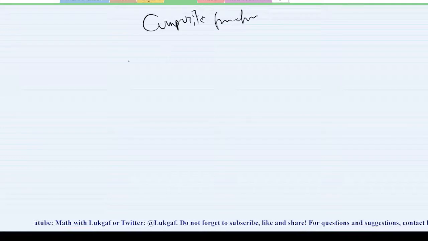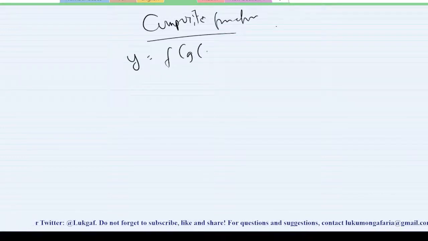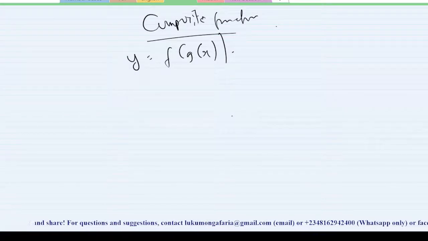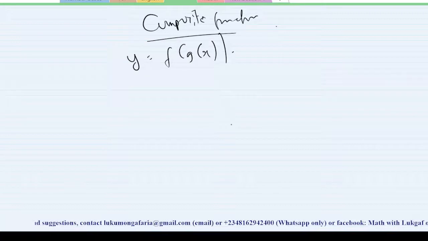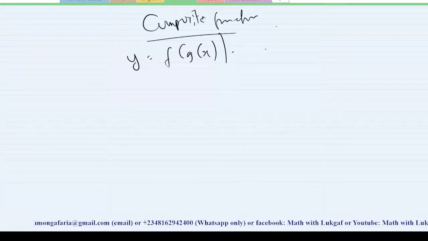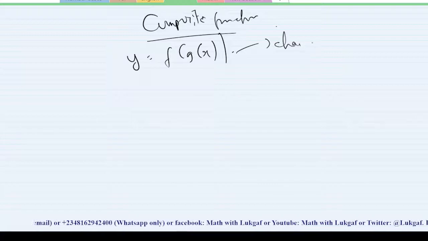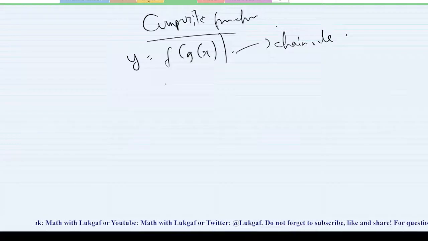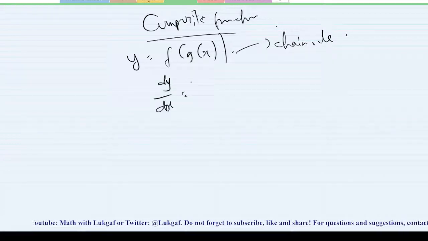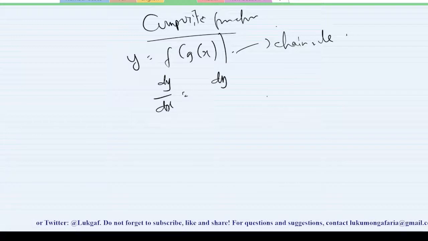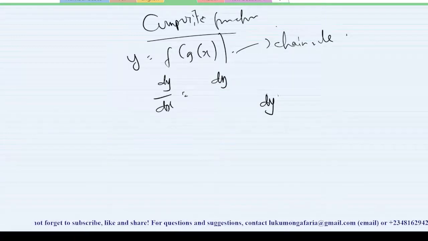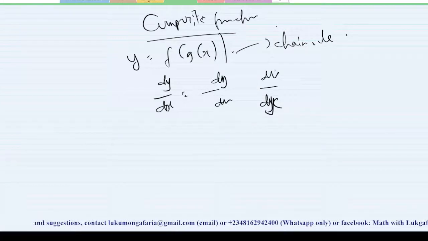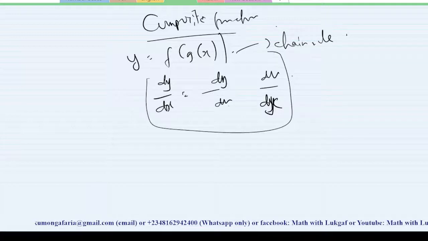Remember what I told you the other time, that is when you have your y to be a function of a function of x like this. We call this type of function a composite function. If you want to solve a derivative in this form, then you are going to apply what we know as chain rule. And don't forget, I wrote it for you. If you did not watch the video, you can refer to it. I said your dy dx will be, just write dx here, then you put du. So that is dy du multiplied by du dx. This is known as chain rule.